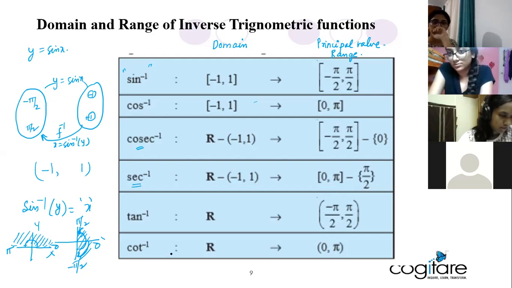And cot inverse follows cos inverse: 0 to pi, 0 to pi, 0 to pi. For secant, pi by 2 is knocked out. So build all these things, because you have to use them. Put in your mind that sine inverse, cosecant inverse and tan inverse are minus pi by 2 to pi by 2. Additionally, cosecant inverse does not have the element 0. Cos inverse, secant inverse and cot inverse are from 0 to pi. Additionally, secant inverse does not have the element pi by 2. Make that correlation.